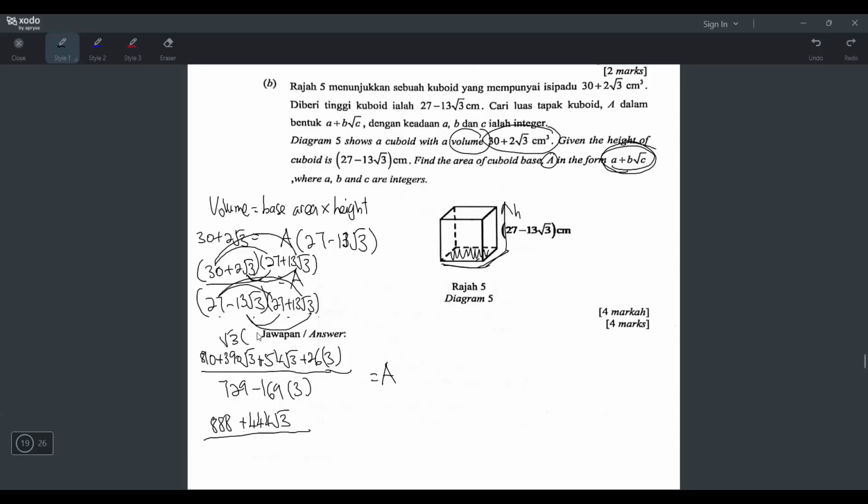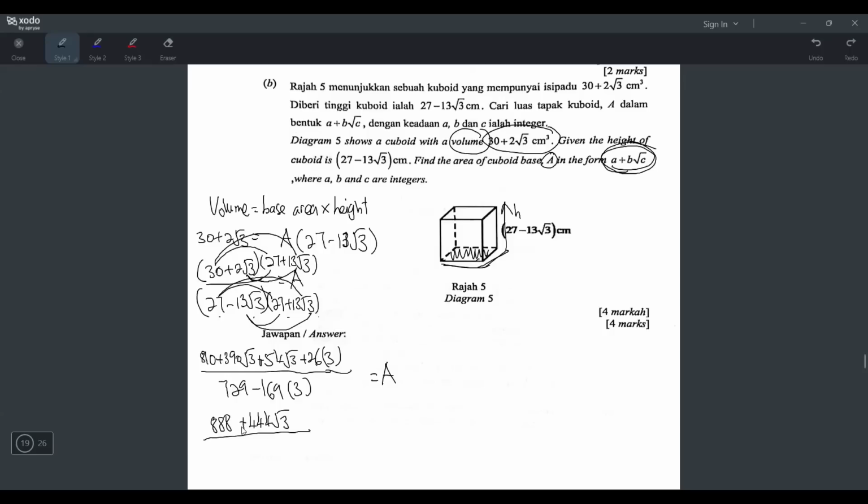You take out the square root 3 and then you are left with 390 plus 54. When you press this, you get 444 times square root 3. Can also, it's the same thing. Okay, let me erase this. Okay, the next part is the denominator, the bottom part: 729 minus 169 times 3. Okay, this one no issue. You can just press the whole thing in your calculator.